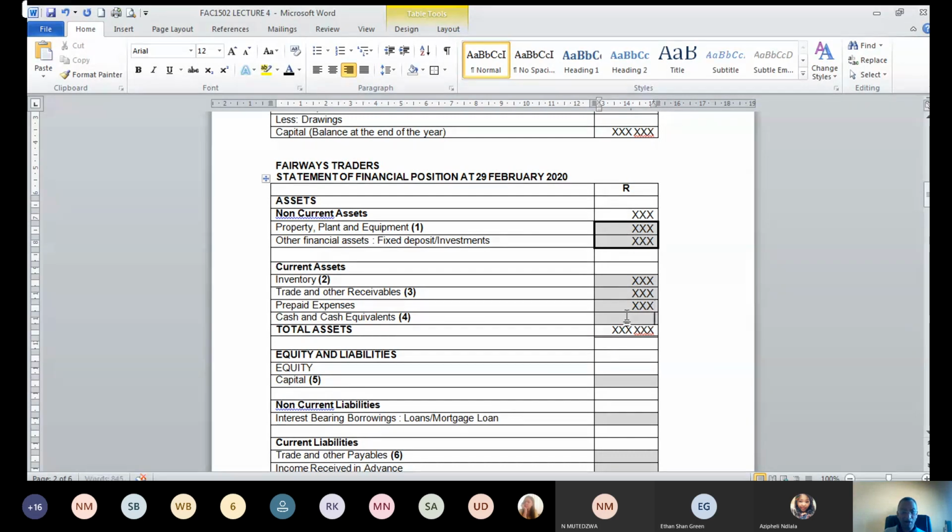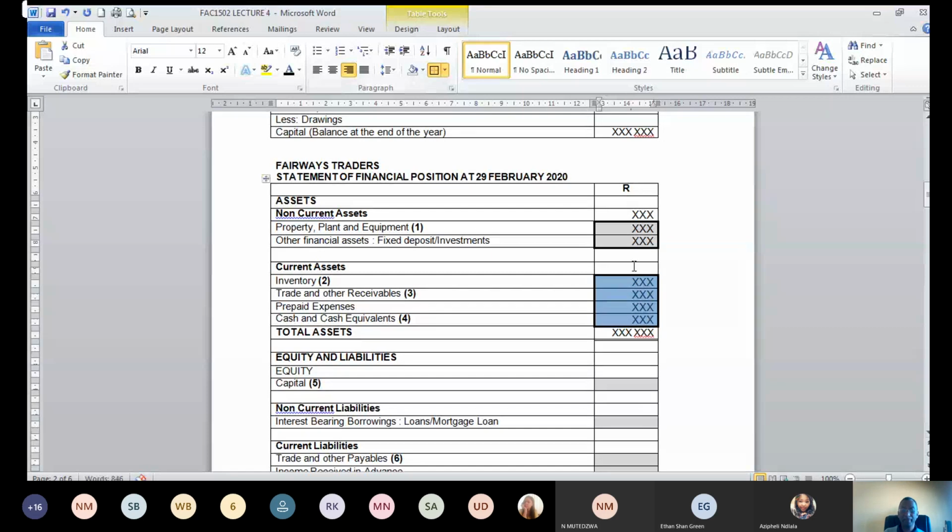The last category of current assets is your cash and cash equivalents. Cash and cash equivalents consist of your bank, your petty cash, and your cash float. Those items, you block them together, add that up, and that will give you your total amount of current assets.